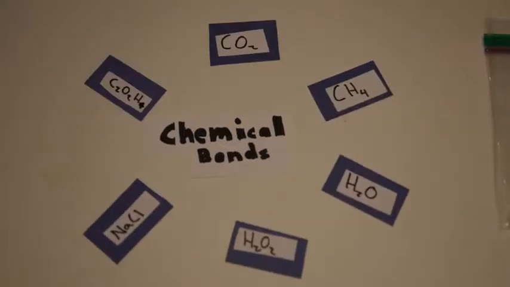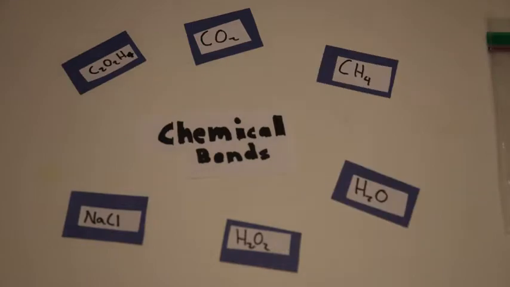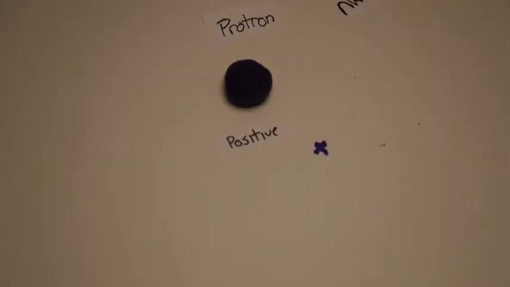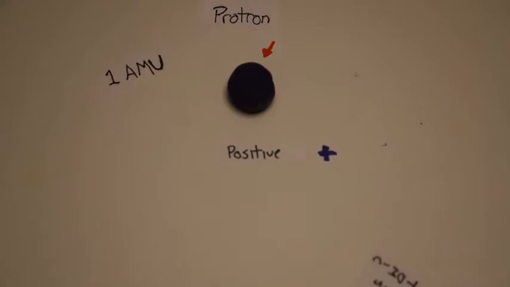I'm going to show two forms of chemical bonding, ionic and covalent, but before I do that I need to define some words. First off, there are the subatomic particles, or the smallest part of an atom. The first one is the proton. The proton has a positive charge, and it weighs 1 AMU, or atomic mass unit. You can represent the proton with a lowercase p and an addition sign above it.